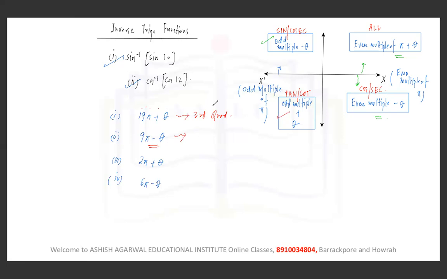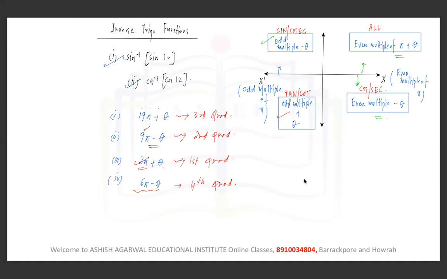Similarly, if it is 9 pi minus theta, once again we have odd multiple of pi minus theta. If it is odd multiple of pi minus theta, it belongs to the second quadrant. 2 pi plus theta is even multiple plus theta, and if it is even multiple plus theta, it belongs to the first quadrant. And if it is even multiple minus theta, it belongs to the fourth quadrant. So that is the aspect to understand from this diagram: we can find the quadrant of an angle just by formulating it as n pi plus or minus theta. If n is an odd number, it will be the second or third quadrant, and if n is an even number, it will be the first or fourth quadrant.